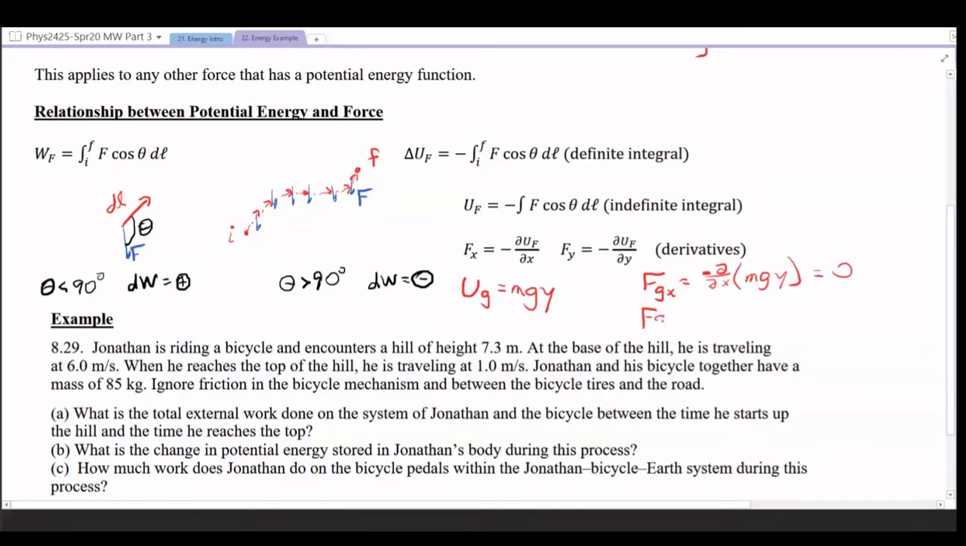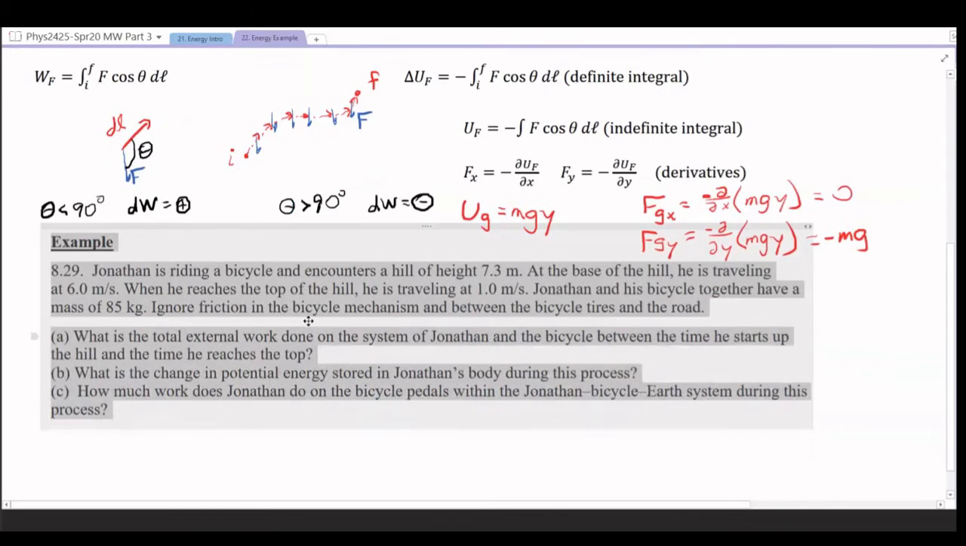And F_gy, the gravity y component, is minus partial by partial y of mgy. Well, the m and g pop out of the derivative. The minus sign is still there, so we get minus mg, and then the derivative of y with respect to itself is just 1, so I don't need to write anything. And magically, we have the components that we already knew for the gravity force. So that's the relationship between potential energy and force. So far, so good.